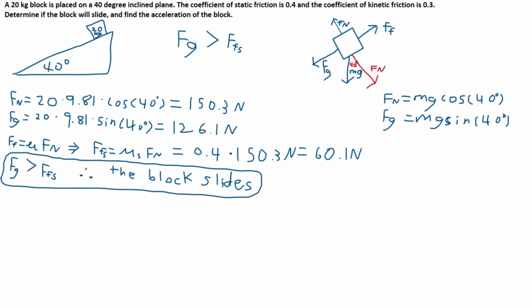Now for the second part. Let's determine the acceleration of the block. For this part, we'll be using the coefficient of kinetic friction, since we know that the block will be moving. Now, in order to do so, we need to calculate the force of kinetic friction, which is equal to the coefficient of kinetic friction multiplied by normal force.